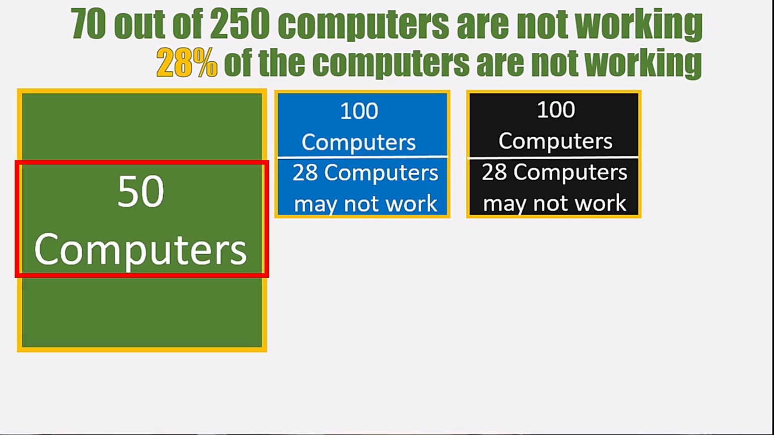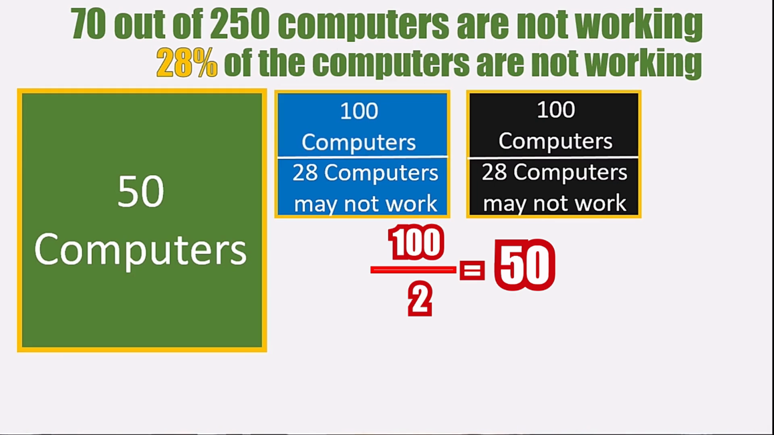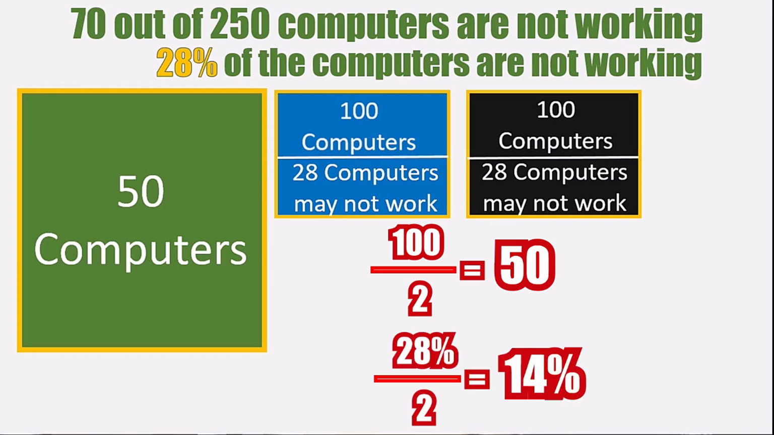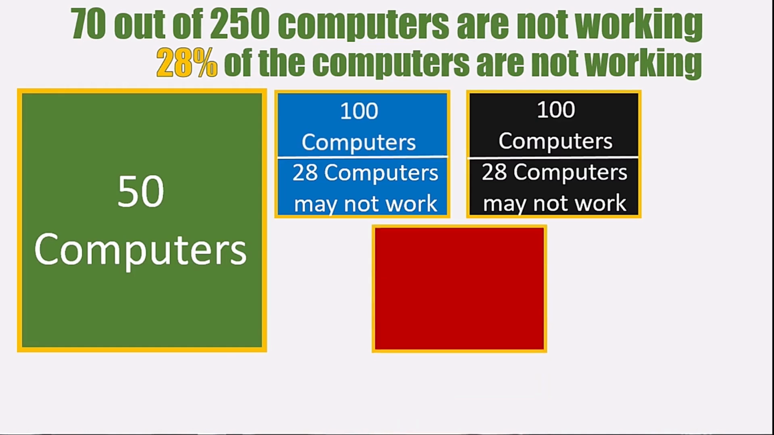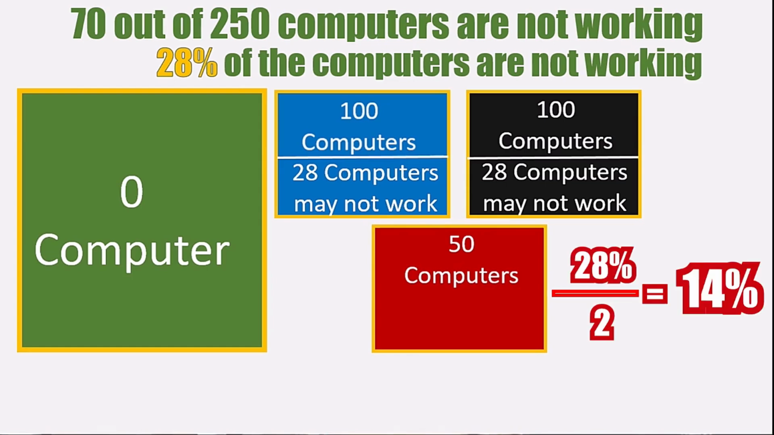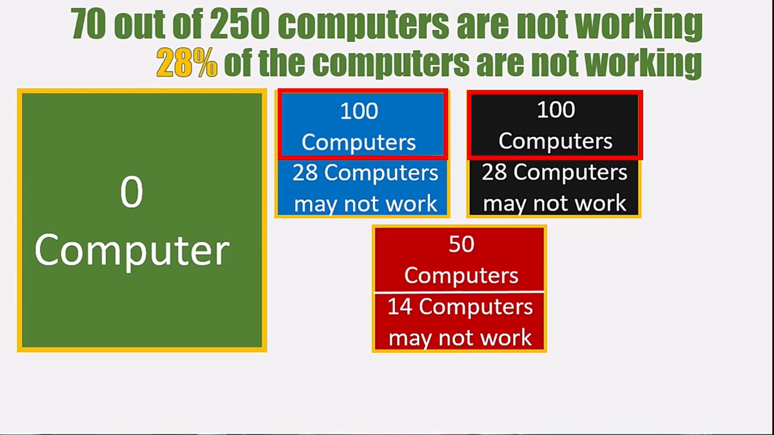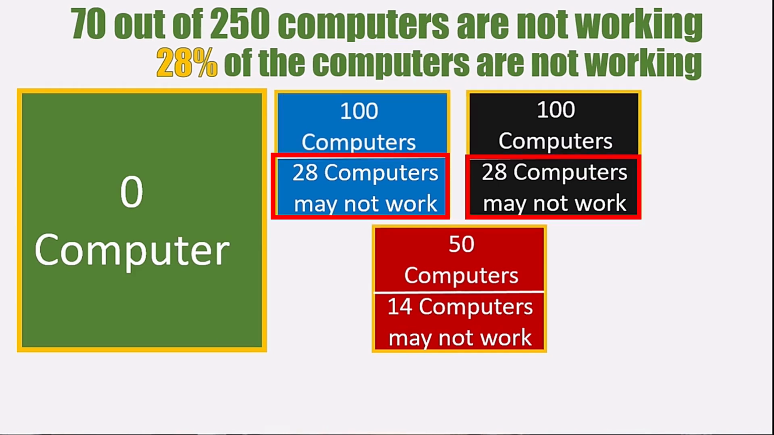Now in our box, we are left with 50 computers. Now 50 is exactly half of 100. That means if we want to get the percentage which is corresponding to the 50 computers, we need to divide also our percent by 2. So when we bring another red box like this, then we pick all the 50 computers and put them in that red box. We need to divide our percent by 2 so that we get in every 50 computers, 14 computers may not work. So in every 100 computers, 28 computers may not work. Or you can put it this way, in every 50 computers, 14 computers may not work. So each and every number always has a representation in that percentage.